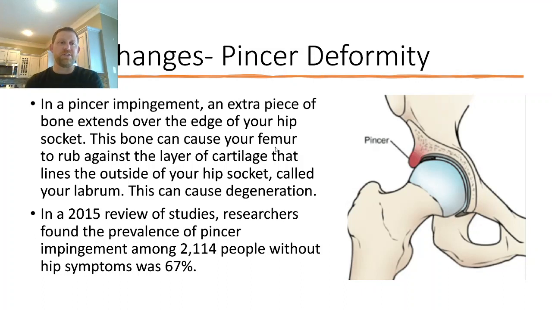So if you ever get an image and you see this, a pinch or impingement or deformity, the bone extends over the edge of your hip socket. So you can see that here in the red. That's extra growth. So if the end of this, the neck of the bone or the femur, your thigh bone, comes up like you're bending, those bones are going to come closer together. Again, you can cause degeneration of that cartilage that's around the rim of your socket.